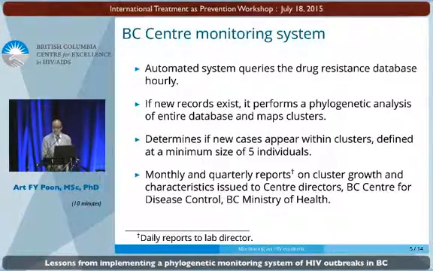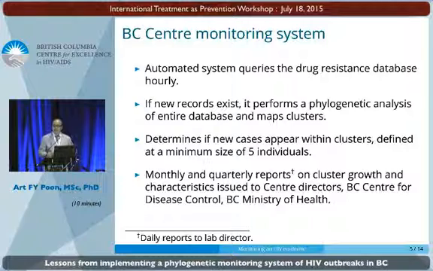So what I've been doing is developing an automated system that talks to this database. Whenever the laboratory uploads new sequences, it reanalyzes the entire database, all 32,000 sequences. The lab is producing roughly 10 to 20 new sequences a day, so there's a lot of new data coming in constantly. When it detects these new data, it performs an extensive phylogenetic analysis of the entire database. It determines if there are any new cases that appear within these phylogenetic clusters. We define a cluster as having a minimum size of 5 individuals.